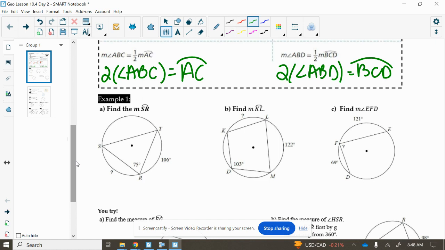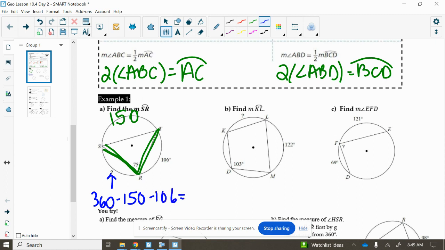So if we look at some of these examples, we are looking for arc SR, the question mark. Okay, but what we are first given is arc TR is 106 and that inscribed angle is 75. So we know this arc that it opens up onto is 150, and then we can take 360 minus 150 minus 106, and we know it'll equal 104 degrees.